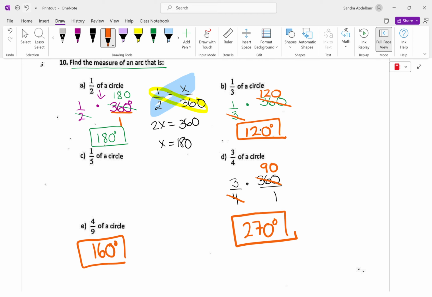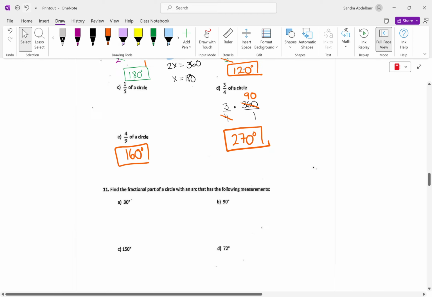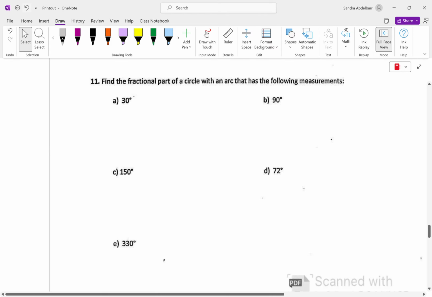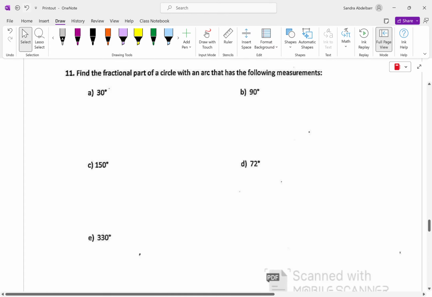All right, who has an answer for B? James? 160. Anybody need to see me do it? All right, and I believe this is the last part for today.